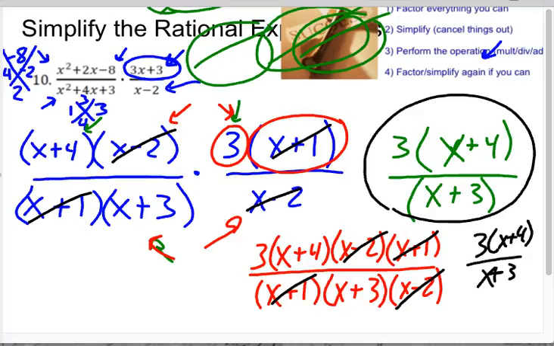This is what you do when you have more than one term over one term. This is what you do when you have binomials and trinomials that you're working with. Factor. Simplify by canceling out any common factors, numerator to denominator, and then multiply straight across and you have your answer. Being careful if you're multiplying or dividing.